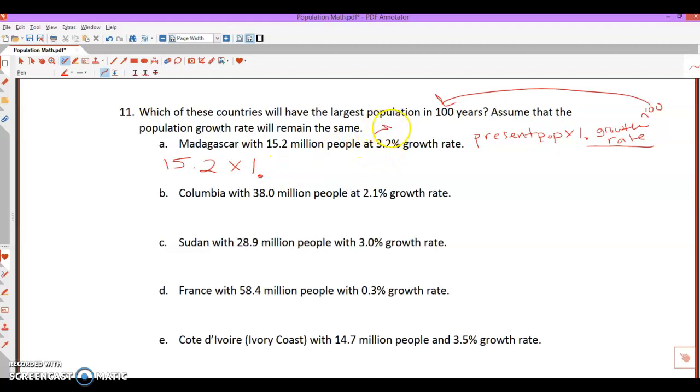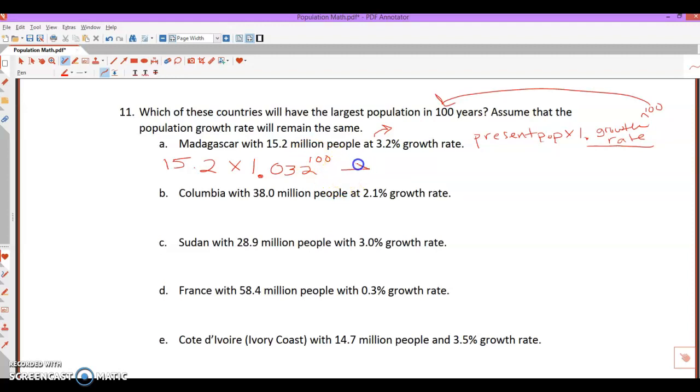Now, we can't just put 3.2 because this is a percentage. So when we convert this back into a number that's not a percent, it becomes 0.32. Okay? So all of these percentages are going to get a 0 added in front of it. Because you're basically dividing it by 100 to get it back into a non-percentage number. Okay, and remember we have our exponent. So that's to the 100th power.